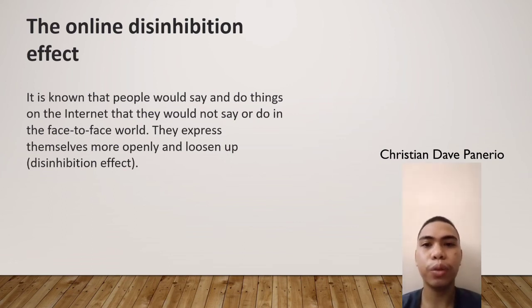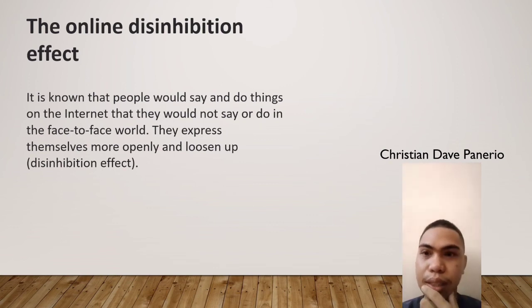It is known that people would say and do things on the internet that they would not say or do in the face-to-face world. They express themselves more openly and loosen up. This is the disinhibition effect. There is a tendency for people to feel comfortable and open to communicate through the internet. They communicate better through a screen, like students who are very talkative in the group chat and communicate well, but in person, not so much.